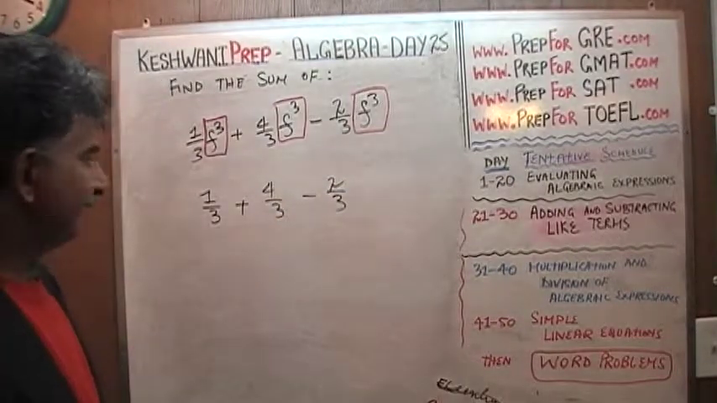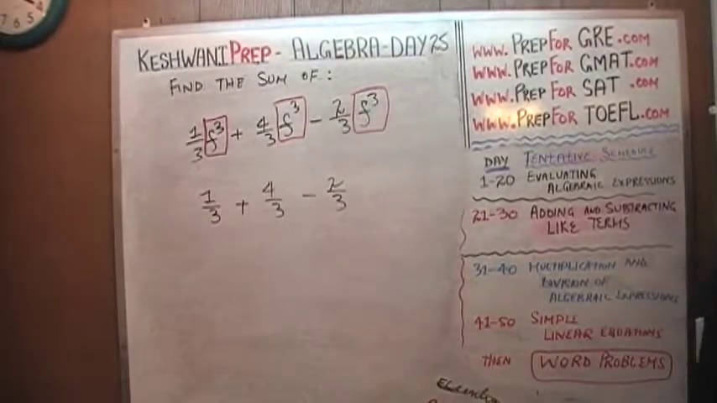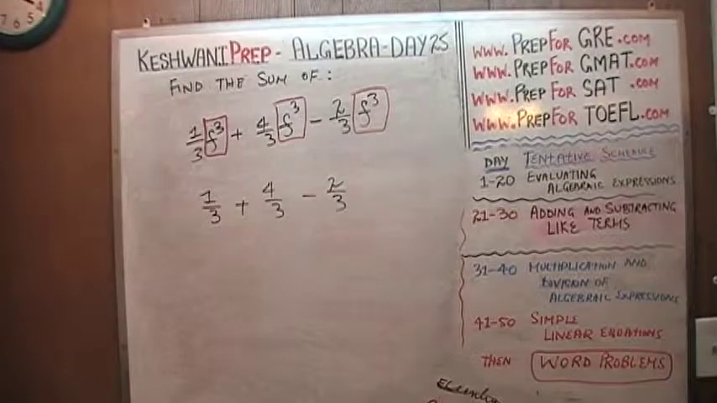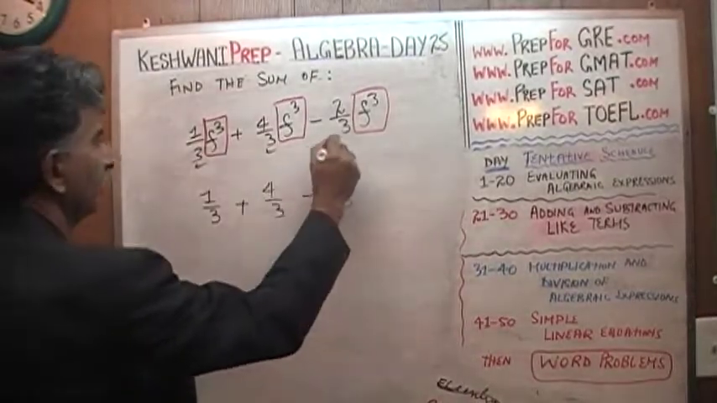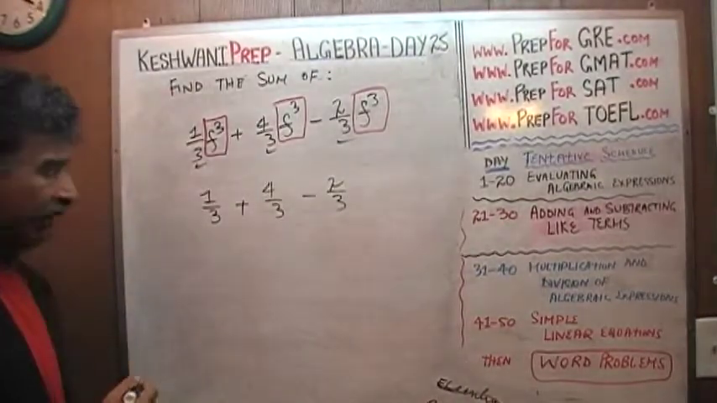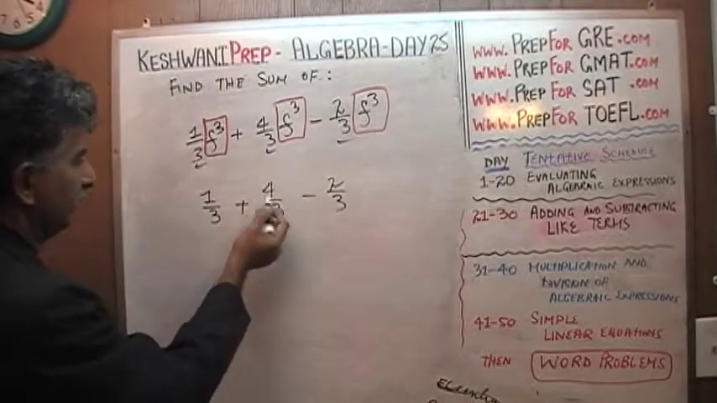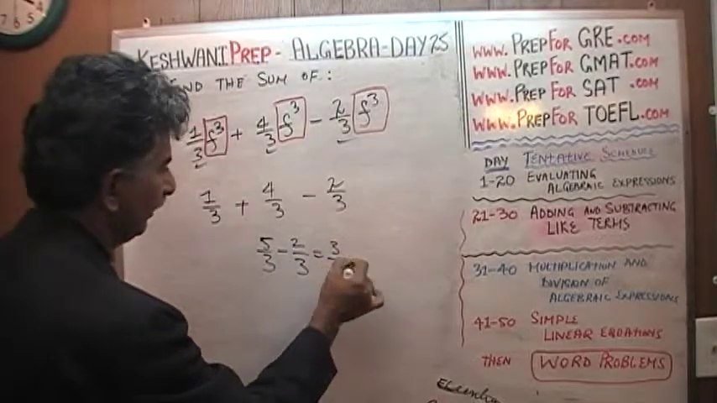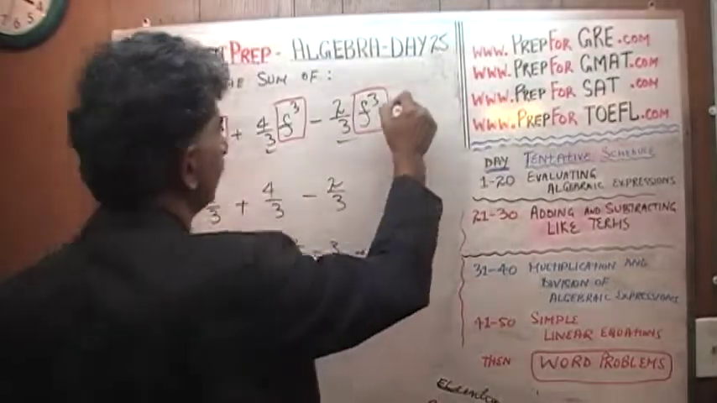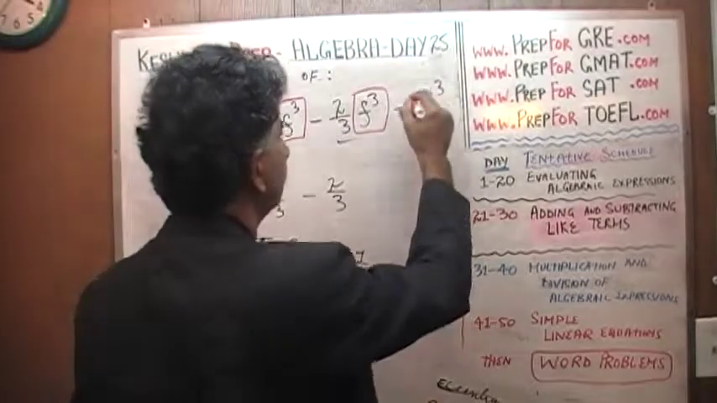Another thing that makes our life easy is the fact that the denominator is all the same. It's all 3's. So since they have all the same denominator, we simply add up. 1/3 and 4/3 will make it 5/3. 5/3 minus 2/3 should make it 3/3, which is just 1. So it's just f cubed. How many f cubed? Well, 1 f cubed.